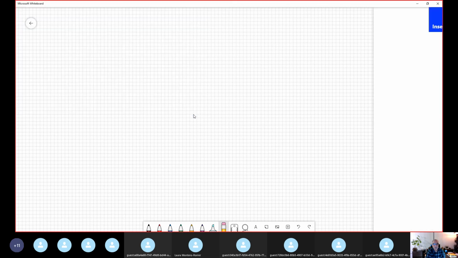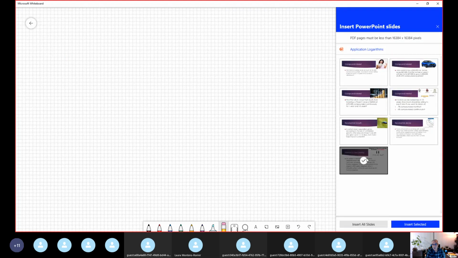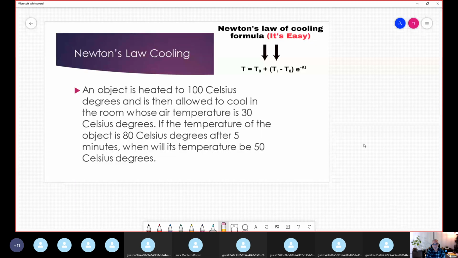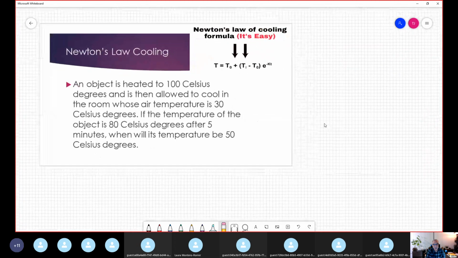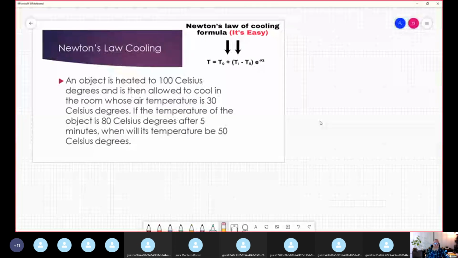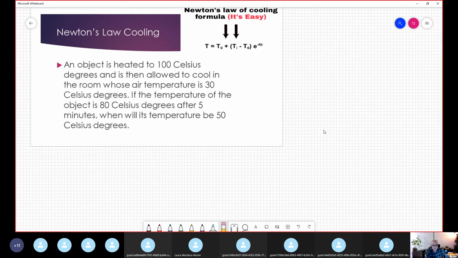Application of logarithms. Okay, come on, this one. Insert that page. This is the Newton's law of cooling formula. I want to explain, but I want to explain another formula. This is the image that I got from the internet. Okay, what is the idea behind Newton's cooling? It's easy. You have one object.